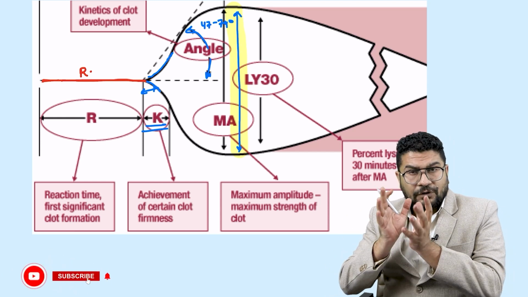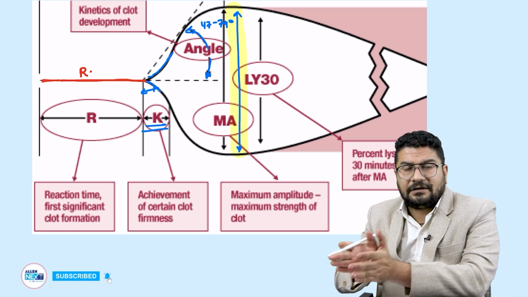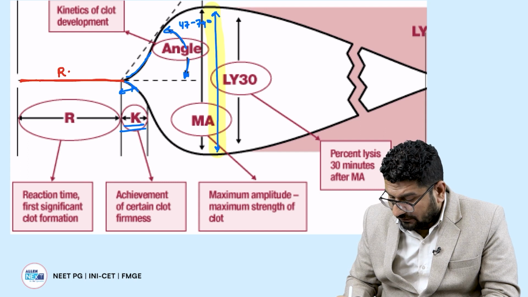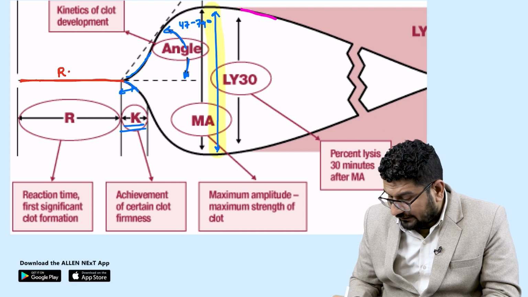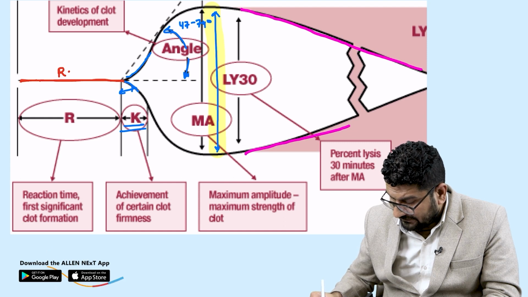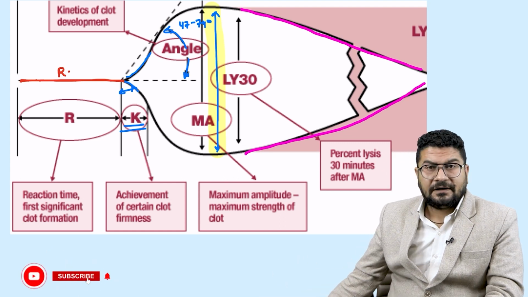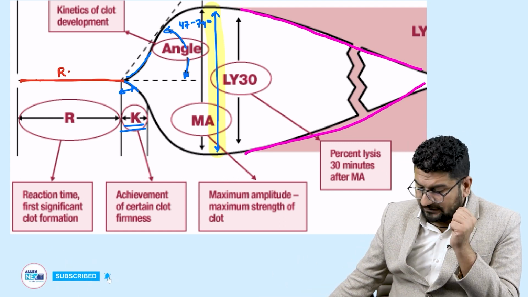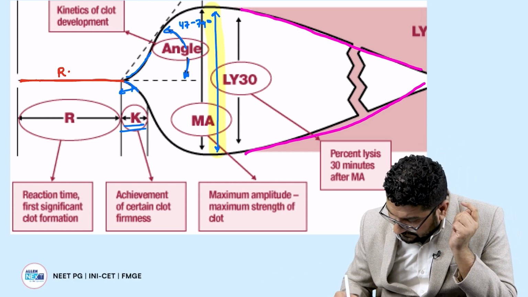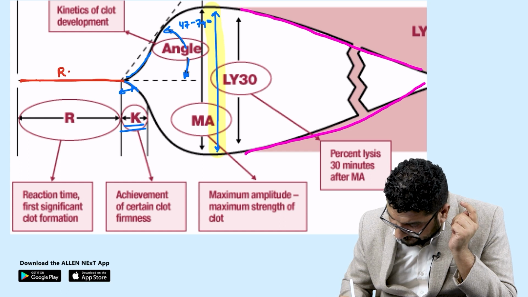Then you will notice the clot that formed, now that clot will start lysing. So the tail that is going, you can notice from here onwards, it starts regressing. This tail is called LY30. Means it is seen 30 minutes after maximal amplitude. So is this clear? So let me change the pen so that I can show you all the readings.